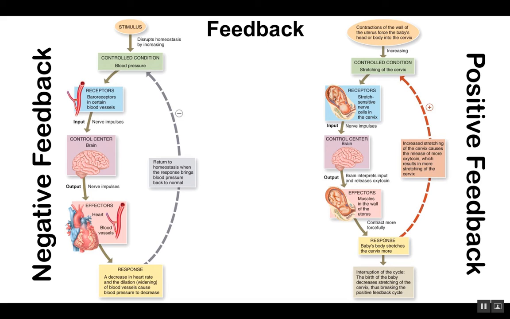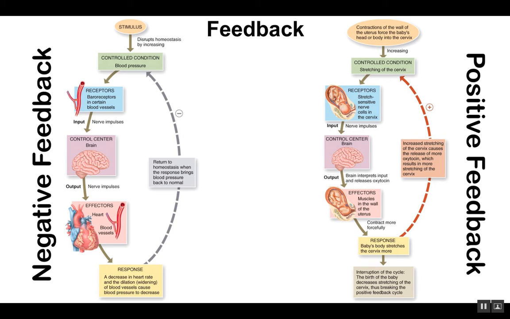There's a couple ideas that I want to talk about that have to do with homeostasis. They're called feedback mechanisms. And there's negative feedback, and then there's positive feedback. Now notice these diagrams look a lot like the previous diagram that showed homeostasis. And they are. The difference is this is a specific controlled condition. Let's look at this first one on the left. The controlled condition we're looking at is blood pressure. That is the condition we need to keep in balance.